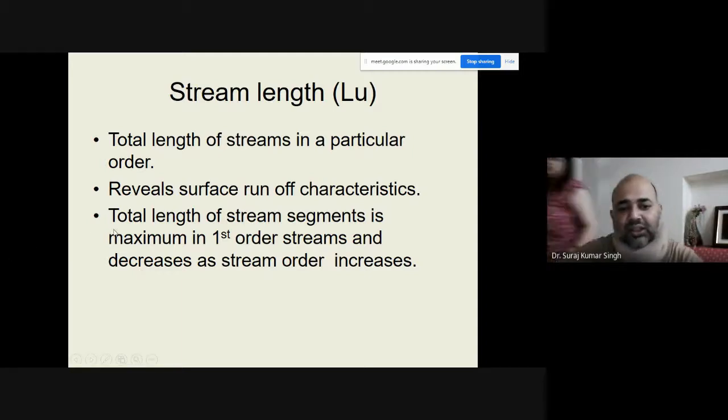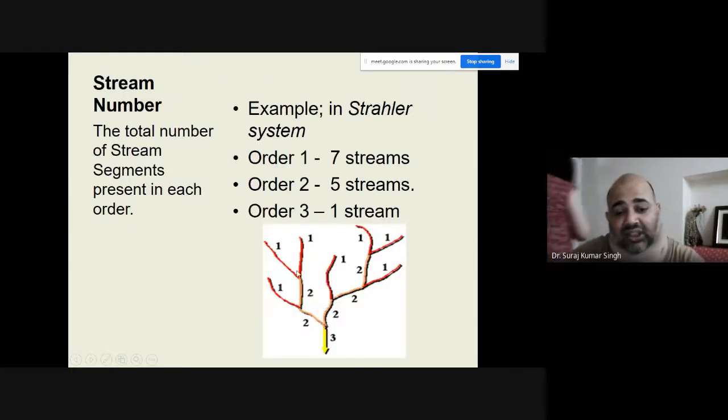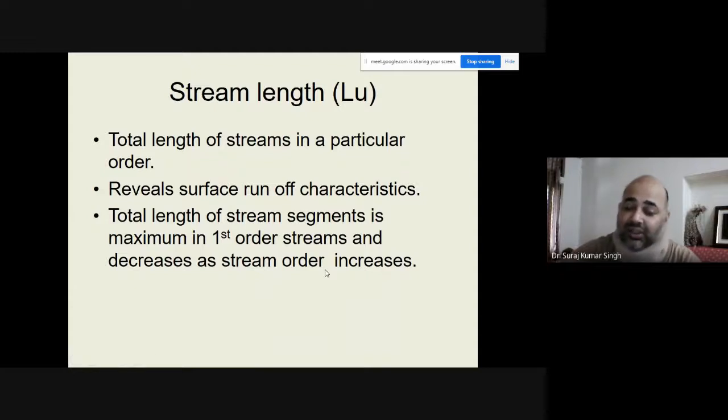Now the total length of a stream segment is maximum in the first order stream and decreases as the stream order increases. Yes, obviously, as you have seen in the current figure, the number of streams is high for the lower orders, that is the first order. That's why the class which has the maximum number will have the maximum length, and the class which has the minimum number will have the minimum length.